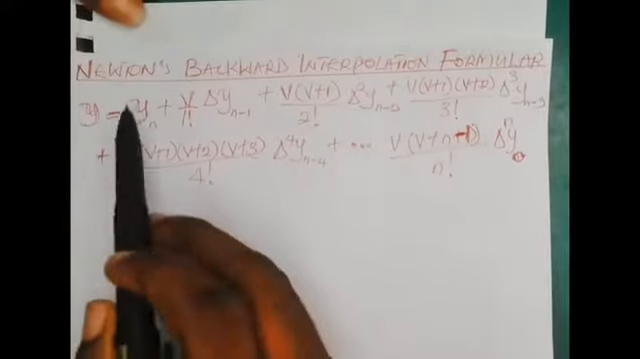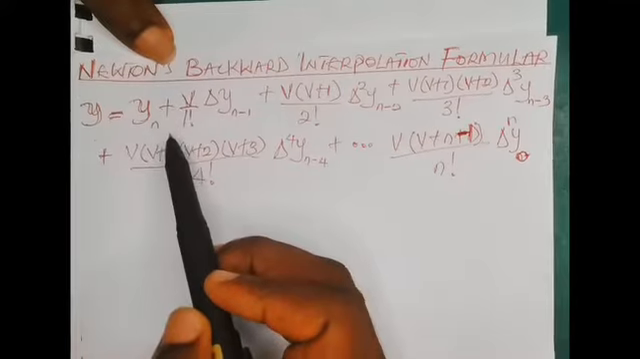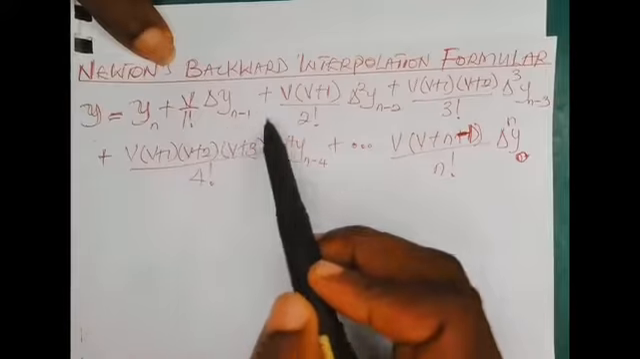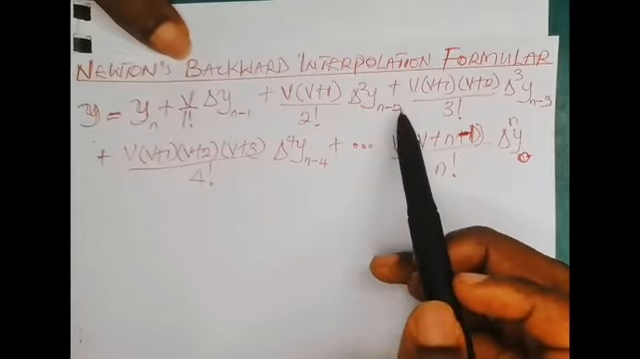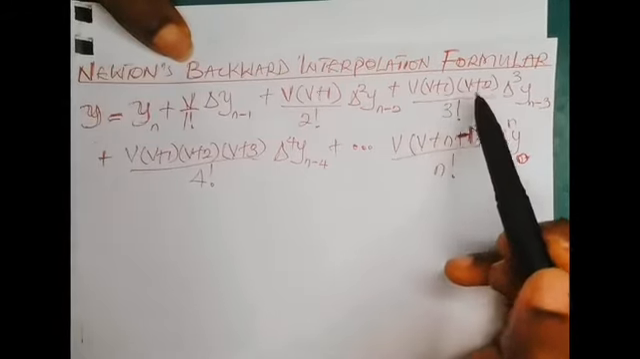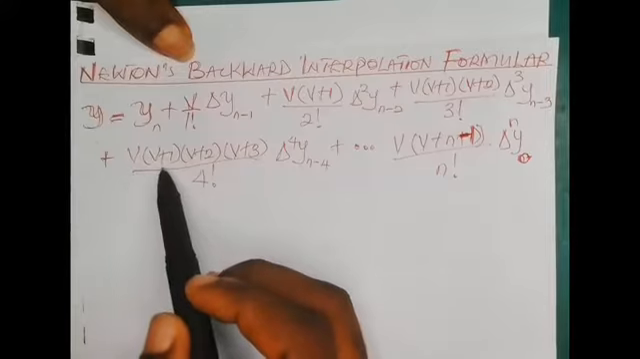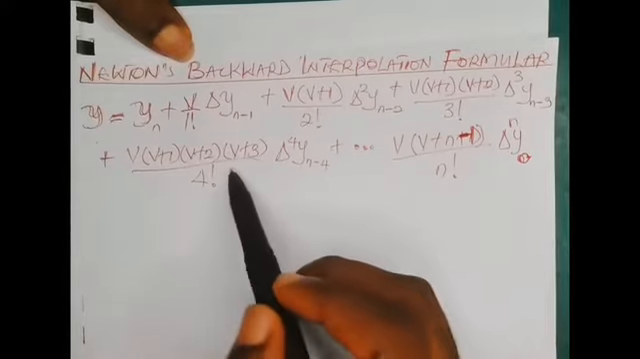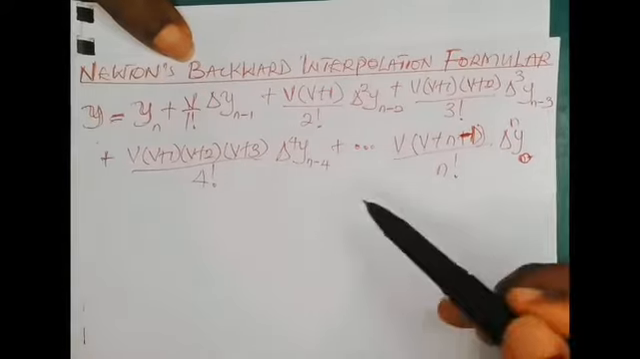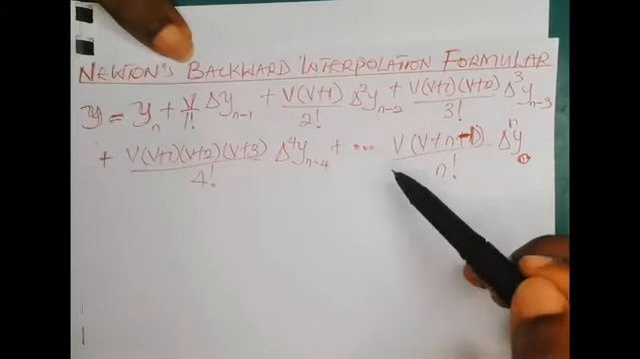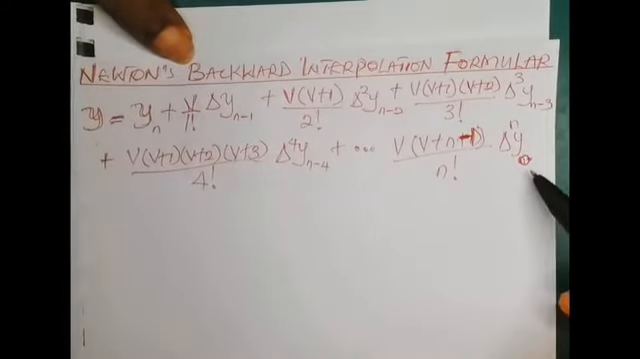Now, by formula, Newton's backward interpolation method can be represented as y equals yn plus v over 1 factorial multiplied by delta yn minus 1, plus v times v plus 1 over 2 factorial multiplied by delta squared yn minus 2, plus v times v plus 1 times v plus 2 over 3 factorial multiplied by delta cube yn minus 3, plus v times v plus 1 times v plus 2 times v plus 3 over 4 factorial multiplied by delta fourth yn minus 4, and the series continues like that, up to v times v plus n minus 1 over n factorial multiplied by delta n y naught.